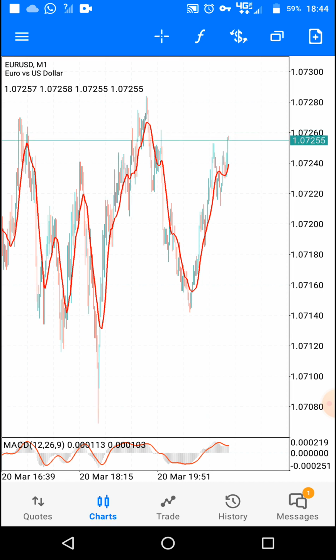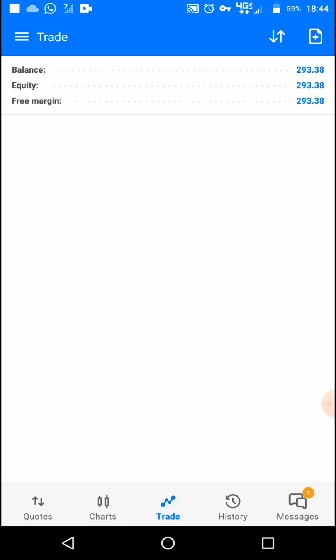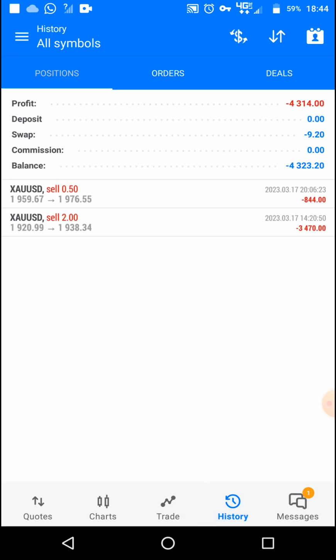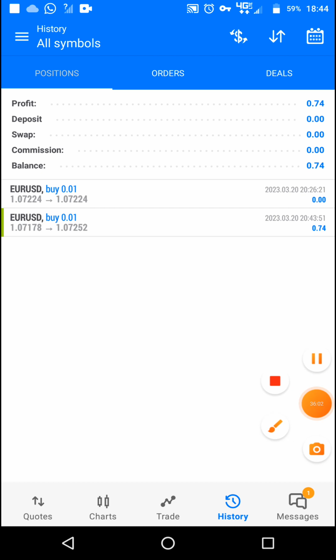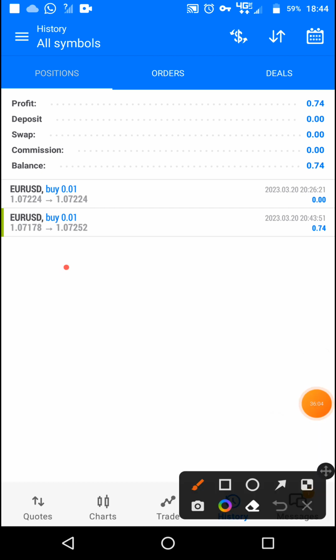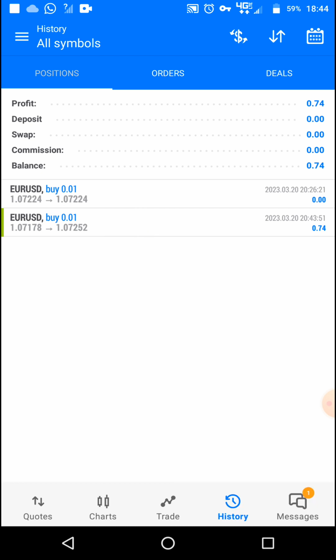So when you go to trade, you won't find it there. But when you go to history, you see that it took your profit. This is where it took your profit. You see that you made a profit over here, which is showing here. You made a profit of 0.74 because of the take profit that we set.